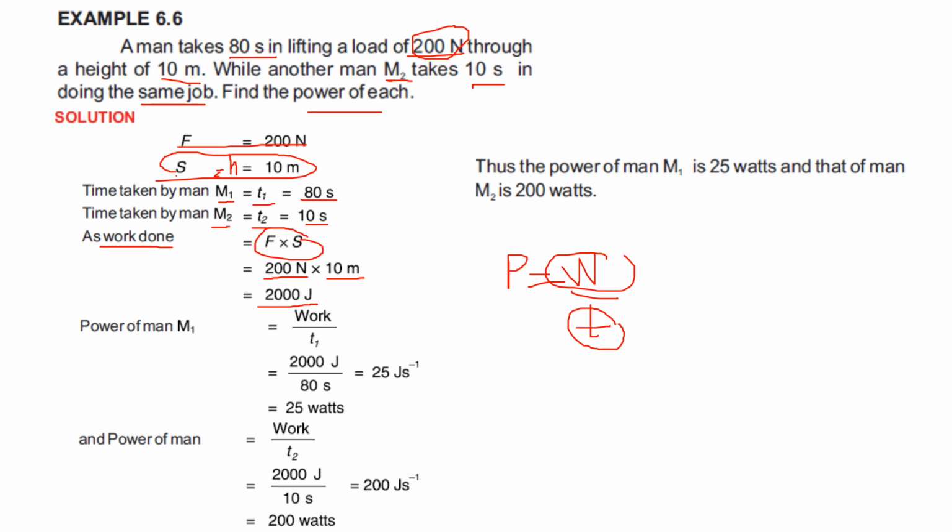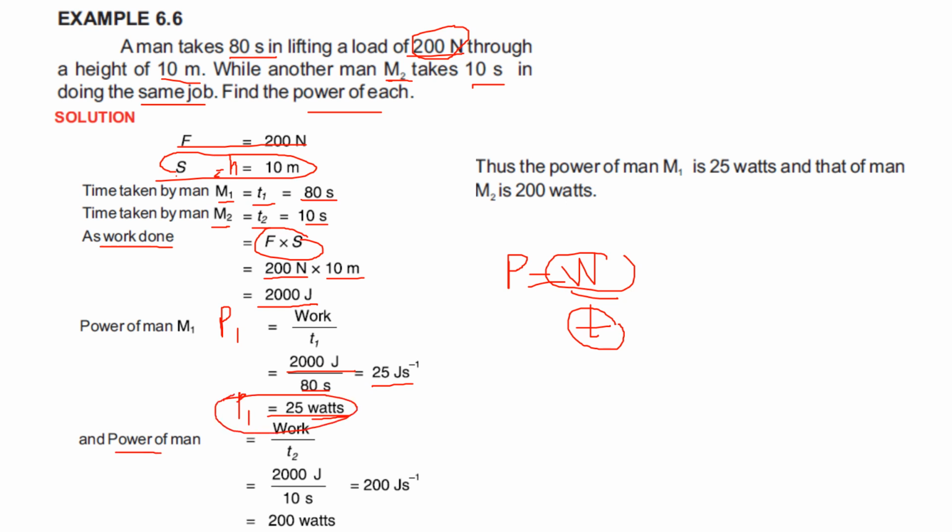Now we have to find out the power of M1. So power of M1, P1, is equal to W by T1, because the work will not be W1 or W2, because the work is the same that is performed by both men. So it will be W by T1. W is 2000 joule, which we calculated, divided by 80 seconds, which is equal to 25 joule per second, and 1 joule per second is equal to watt. So this is the power of the first man, P1.